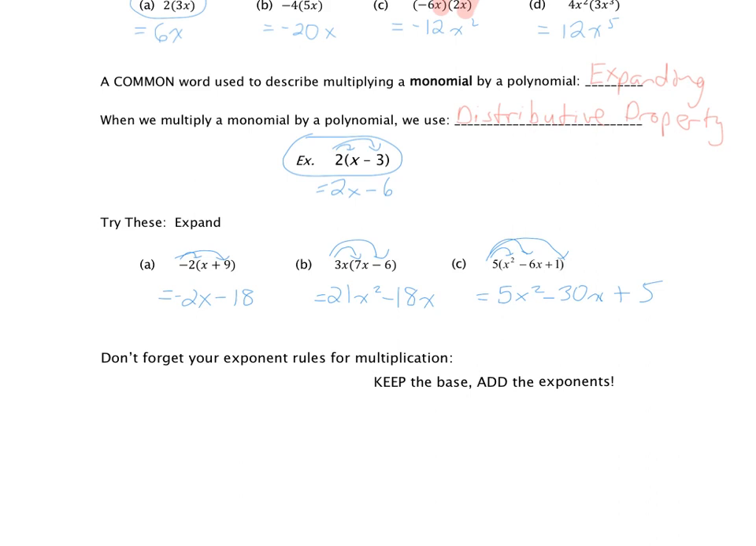Also notice that none of these are like terms. I'm just looking for a color here. We'll use this. None of these are like terms. A like term would have to have the same variable and same exponent. So look at this one. I have the same variables but different exponents.